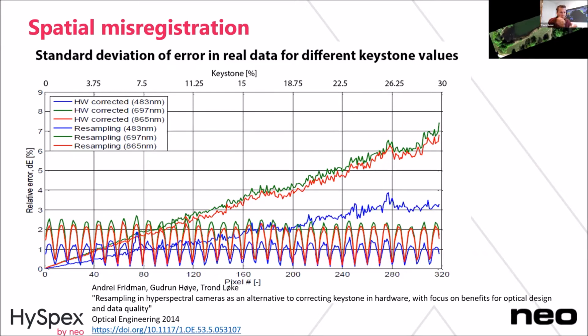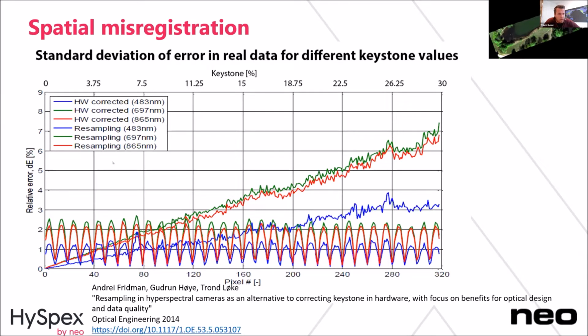So we are building imaging spectrometers, right? So we want to have effective pixels on the ground. So we want to be able to see two different objects next to each other. And that's when keystone is introducing a lot.